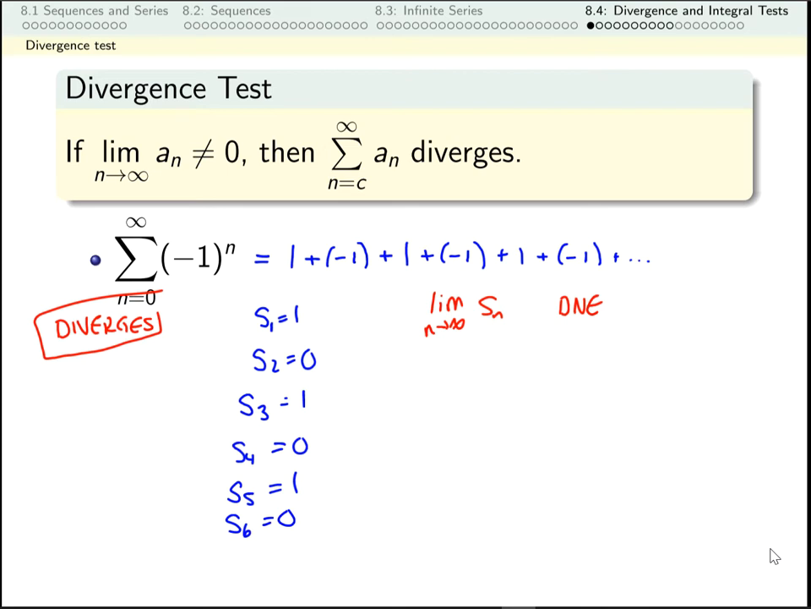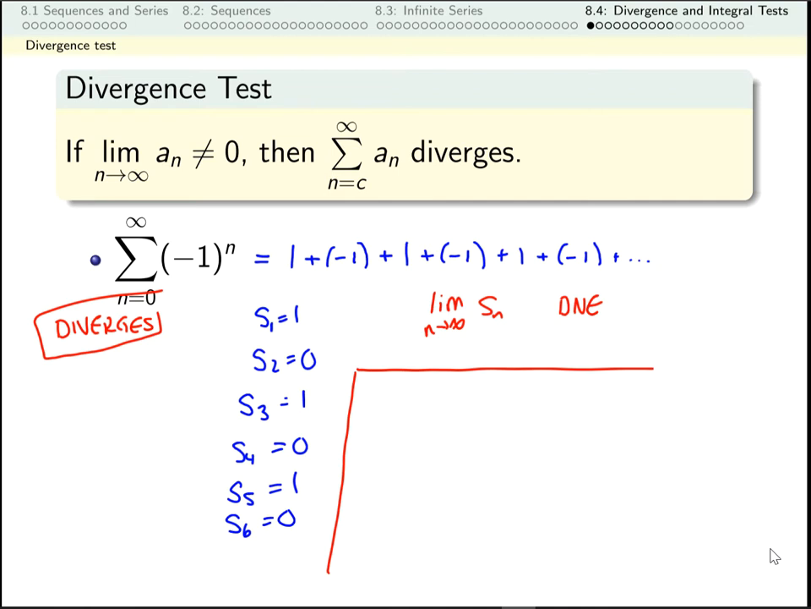Now, if you've noticed this block of text up here, there's something called the divergence test, and it's a quick way of sometimes identifying series that diverge. I take the things that are being added, these a sub n's, and I take their limit. And if the limit is anything other than 0, the entire series diverges.